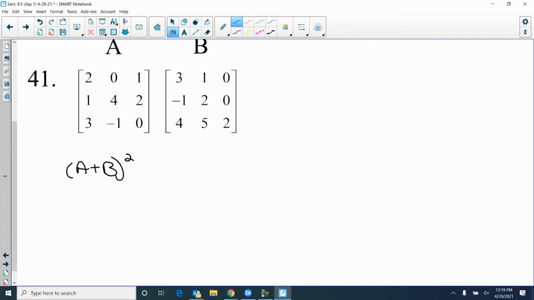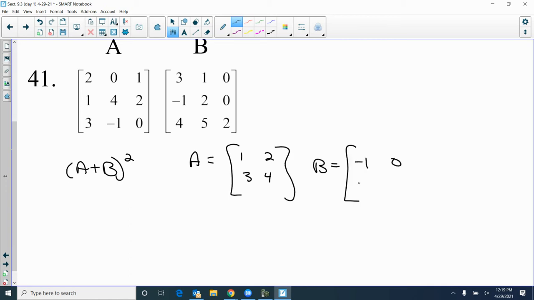All right, what are you doing wrong, Jackson? What is A, Alex? What's A equal? A equals 1, 2, 3, 4. Okay. What's B equal? -1, 0, 2, -3. Did you copy him down right, Jackson?